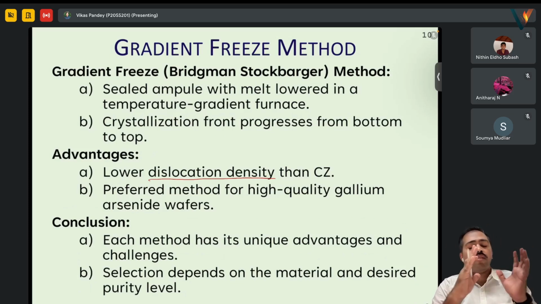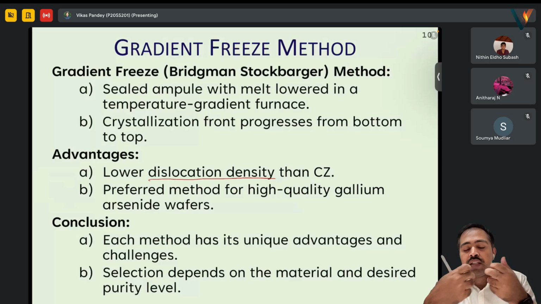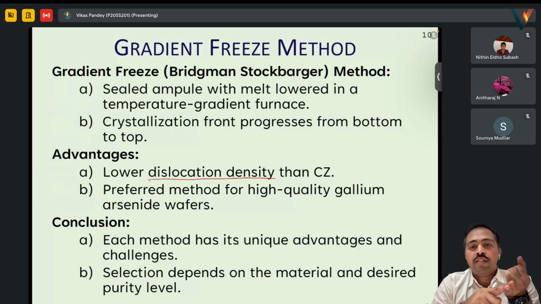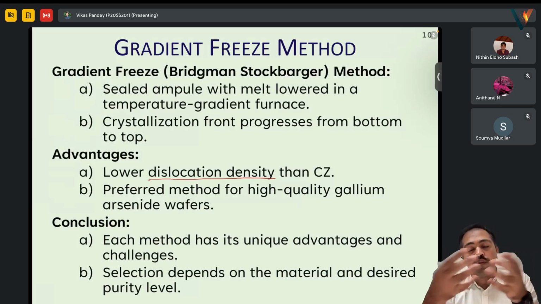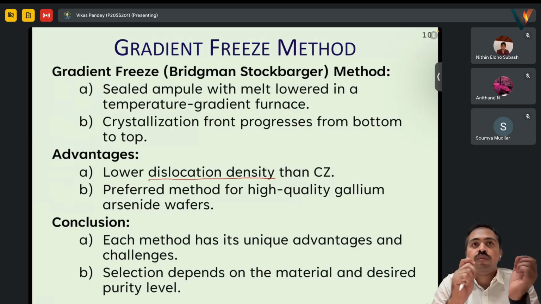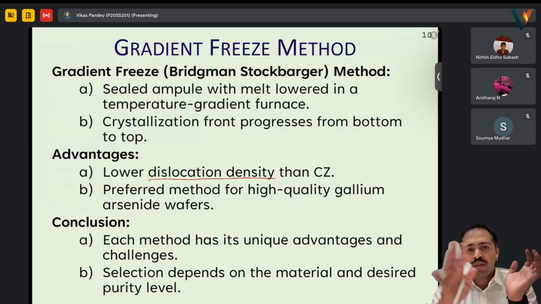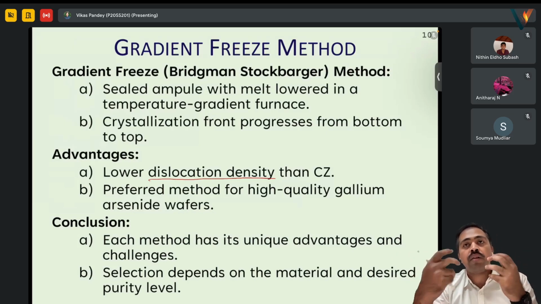So we have seen three methods: CZ, FZ, and Bridgman-Stockbarger. Each method has different advantages and different challenges. According to the material, we use that method. CZ is used for silicon, Bridgman-Stockbarger is used for gallium arsenide, and the FZ or float zone method is mostly used for germanium. This is for making it ultra pure.